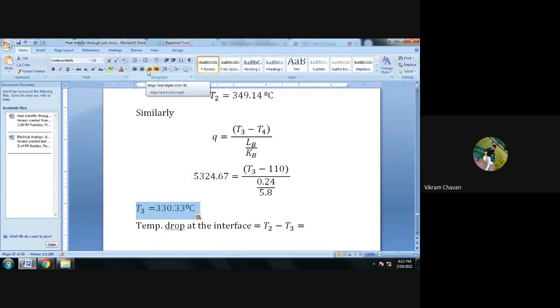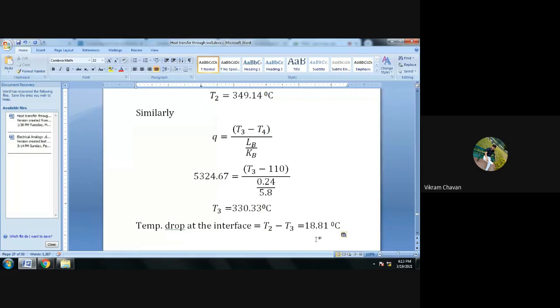And determine the temperature drop at the interface. Okay, determine the temperature drop at the interface. How much is it? T2 minus T3. It will be equal to 18.81 degrees Celsius. Okay, the temperature drop at the interface will be equal to T2 minus T3, equal to 18.81.